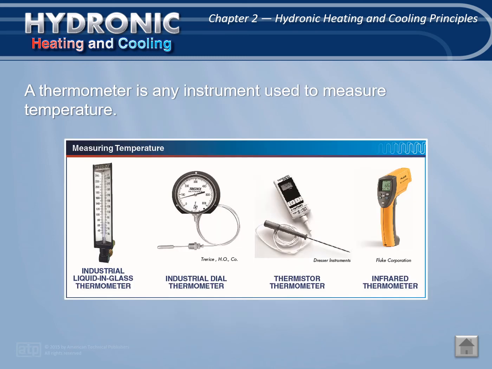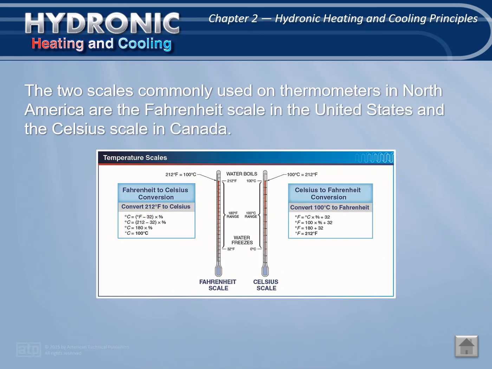Discussing the different types of thermometers. A thermometer is any instrument used to measure temperature. Thermometers used to measure air and liquid temperatures are typically manufactured in one of four types: liquid in glass, dial, thermistors, and infrared. The two scales commonly used on thermometers in North America are the Fahrenheit scale in the United States and the Celsius scale in Canada.